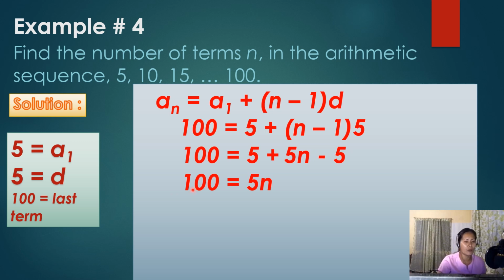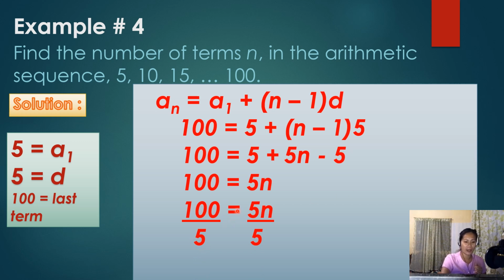Okay. Then 100 is equal to 5n. That is because 5 plus negative 5 equals 0. So that is cancelled. We have 100 equals 5n. And then, we have to eliminate 5 in order to get the value of n. How are we going to do that? We have to divide both sides by 5.